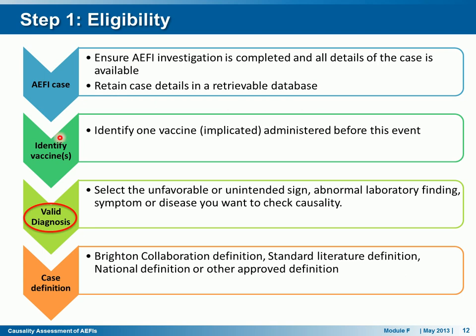The next crucial thing is to identify the vaccine which is responsible. Now, you may find that a child is administered multiple vaccines at the same time. But when you do causality assessment, it is critical that you identify one vaccine which is administered before the event, which is suspected, and do the causality for that particular vaccine. So, if you find, for instance, that DTP, OPV and hepatitis B were administered at the same time, and if you are suspecting the DTP vaccine to have caused the adverse event, then you should use only DTP.